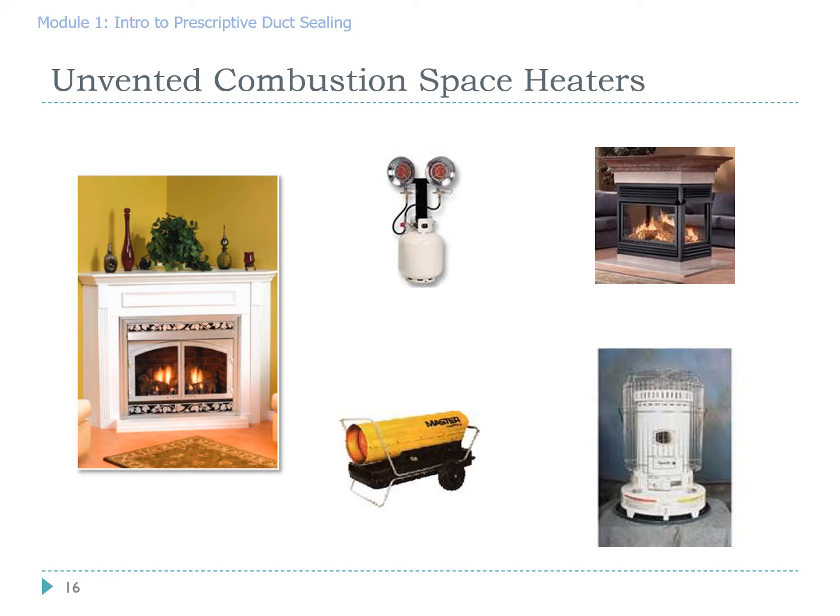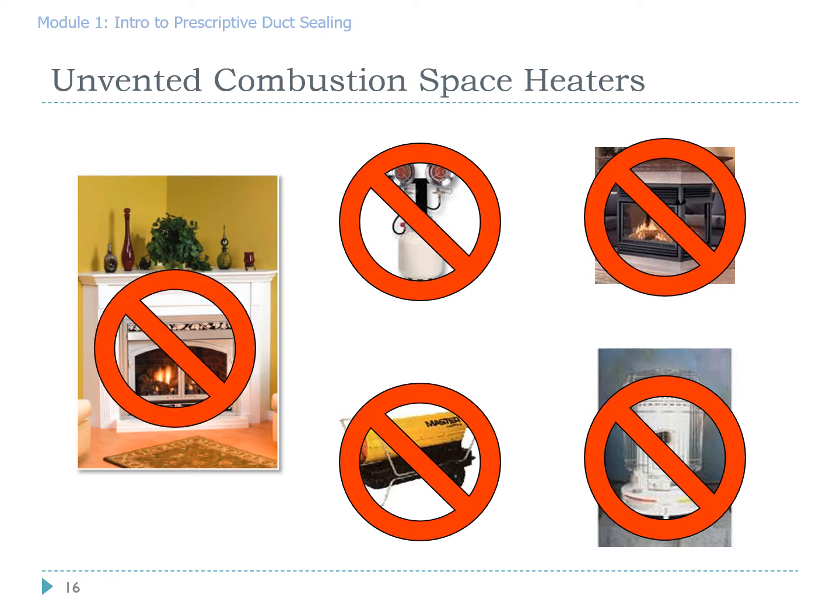The prescriptive duct sealing program does not allow the duct sealing of any home that contains an unvented combustion space heater. Unvented combustion space heaters can take many forms. They can range from good-looking, nicely modeled gas fireplaces to salamander heaters to camp stoves to kerosene heaters. What you need to remember is that duct sealing is not allowed in homes that contain unvented combustion space heaters.